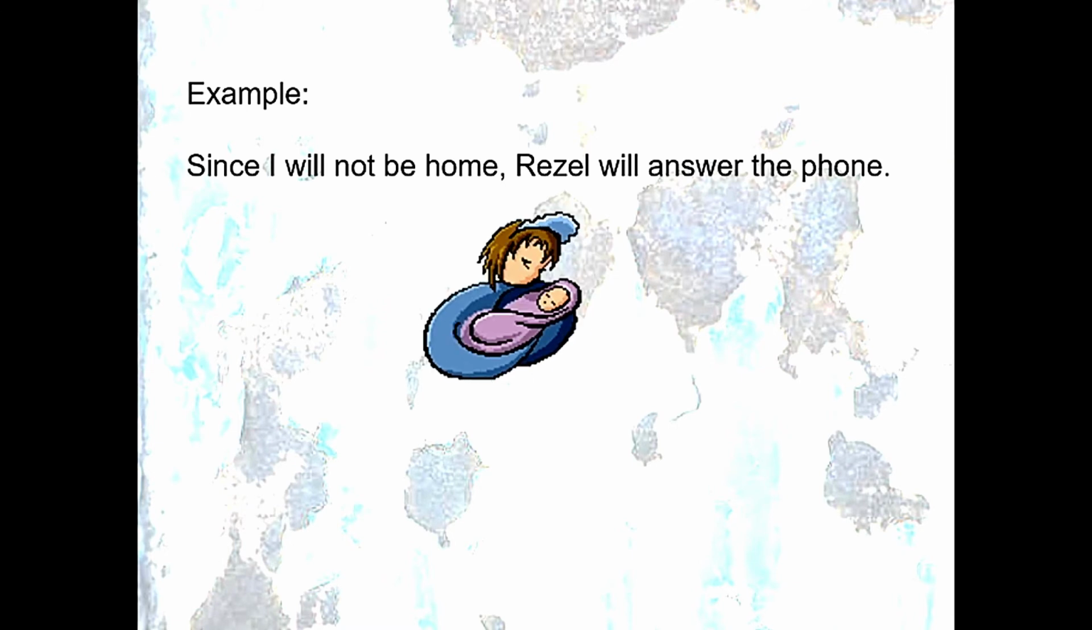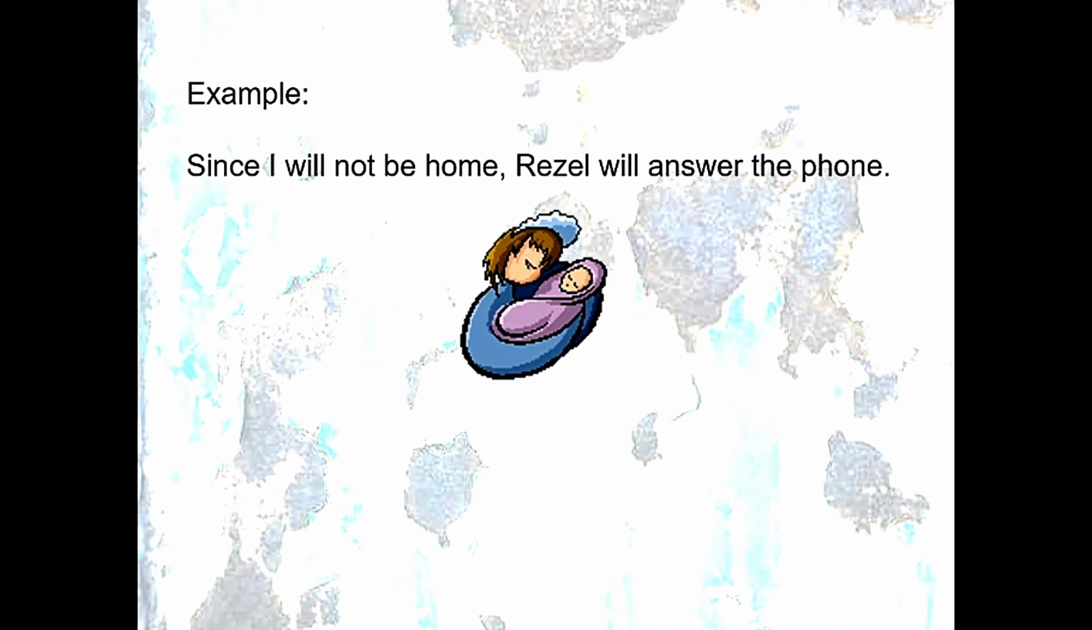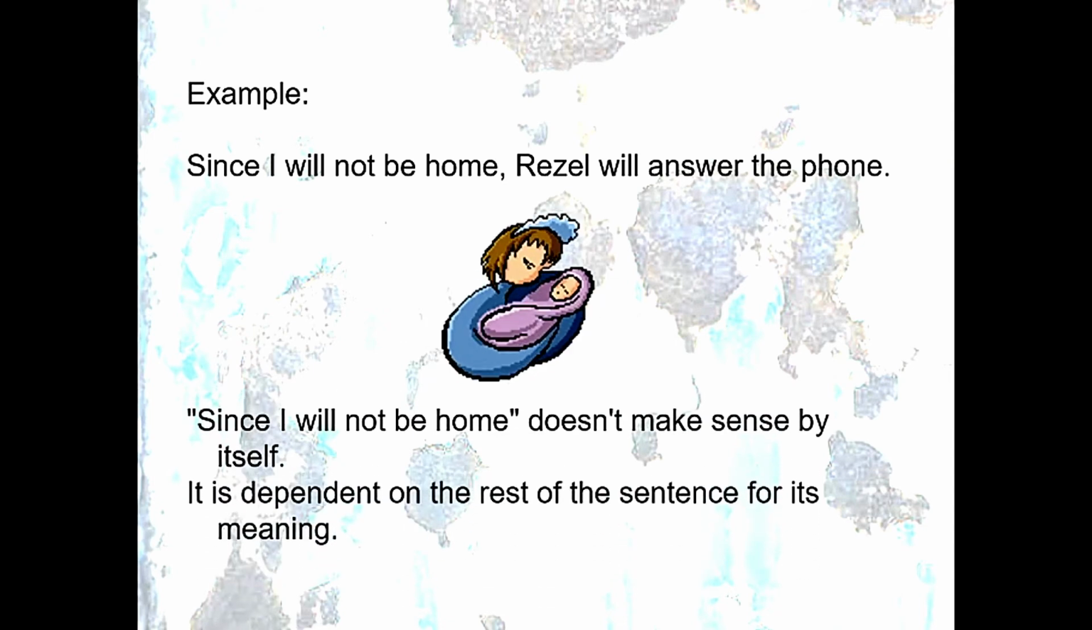Earlier I mentioned that subordinating conjunctions introduce dependent clauses. Since I will not be home is our dependent clause because it doesn't make sense by itself. It is dependent on the rest of the sentence for its meaning. It is a dependent clause because it doesn't express a complete thought. It can't stand alone. It should be connected to our independent clause to make sense. And our dependent clause begins with a subordinating conjunction.